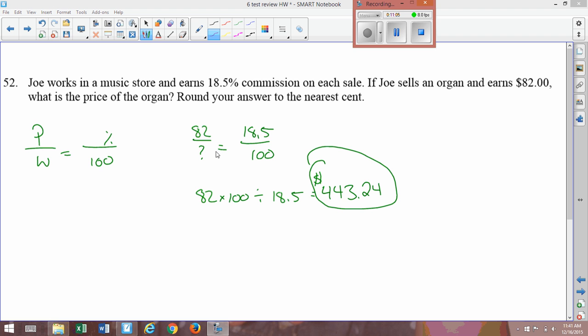All right? Then we're trying to find a question mark, and it's simple as 82 times 100 divided by 18.5. You get $443.24.